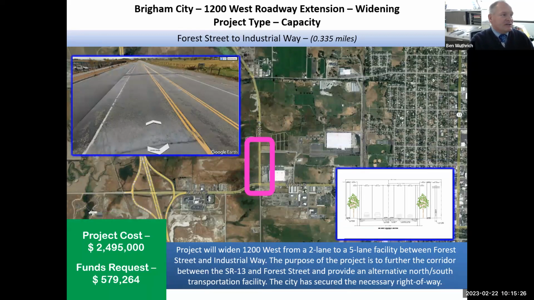The next project is also in Brigham City. This is on the section of 12th West, just south from Forest Street to Industrial Way, just about 1/3 of a mile in length. To widen from a 2-lane to a 5-lane facility. Estimated project cost is 2.4+ million. Funds being requested is 579,000.